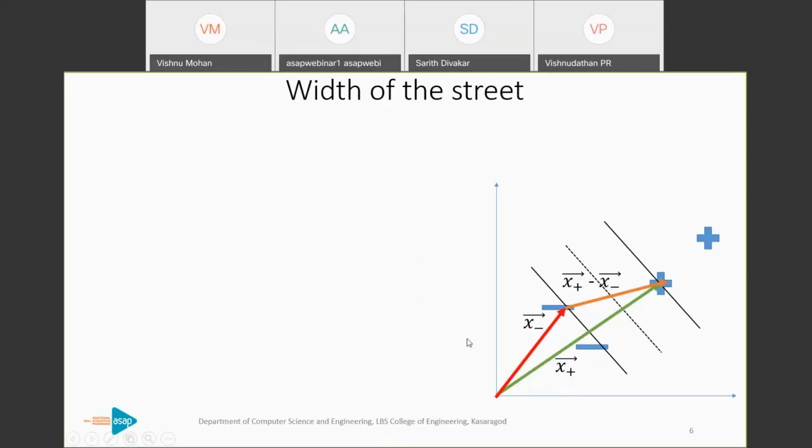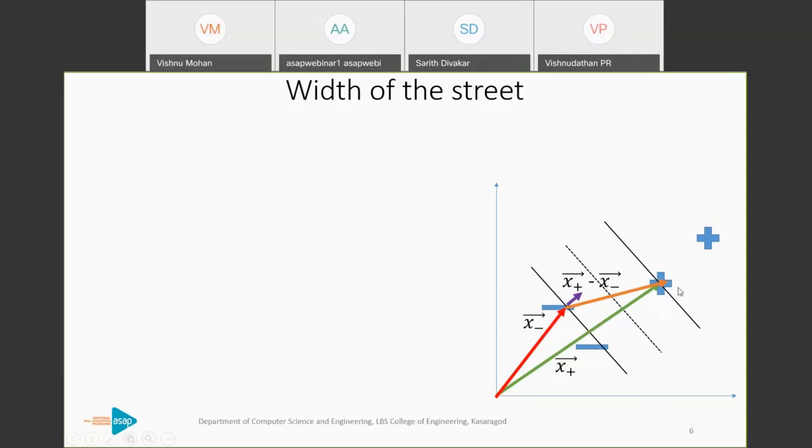Now you consider a unit normal in this direction. A unit normal in this direction. So this normal should be perpendicular to the median line. Now what I'm going to do? I need to know the width of the street. So what you can do? You can take the projection of this difference vector. Okay, this is the difference vector you have. Take the projection of this difference vector onto the unit vector. When you do that, you will be getting the width of the street.